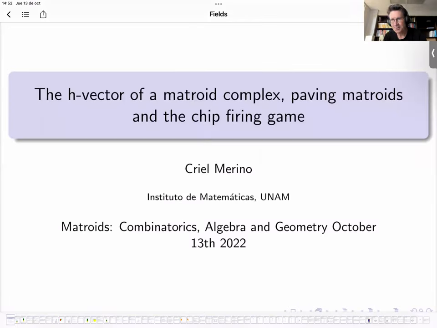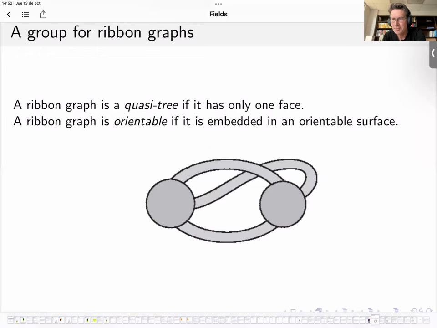I wonder if I can ask a question about your critical group for the ribbon graph. Is it also the co-kernel of some integer matrix? You didn't say how you define it. Exactly. Yeah, sorry, I didn't define it, but yes, exactly. It is the co-kernel of some integer matrix.